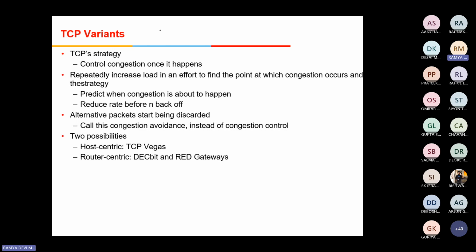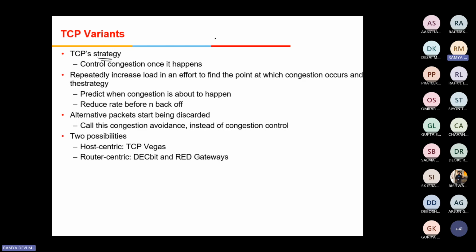So the next one is TCP congestion strategy, from control to avoidance. The fundamental objective is to manage network congestion while maintaining efficient data transmission. TCP follows a congestion control strategy, but newer approaches are still evolving towards congestion avoidance.